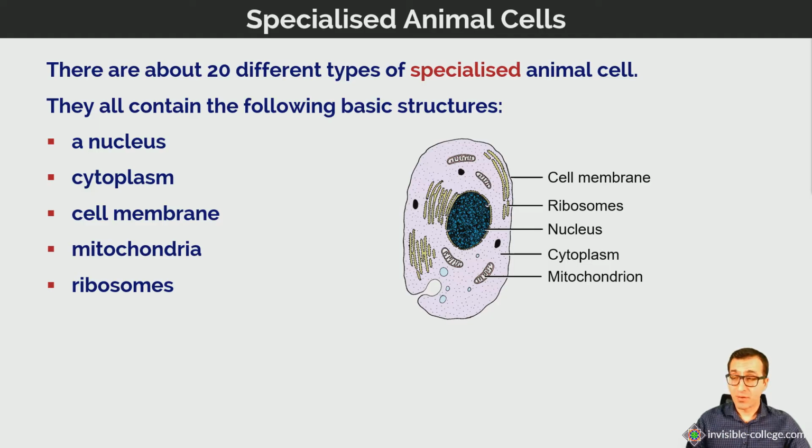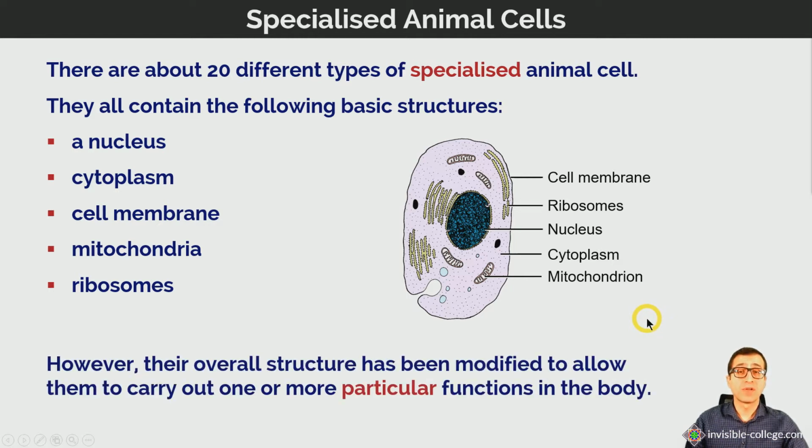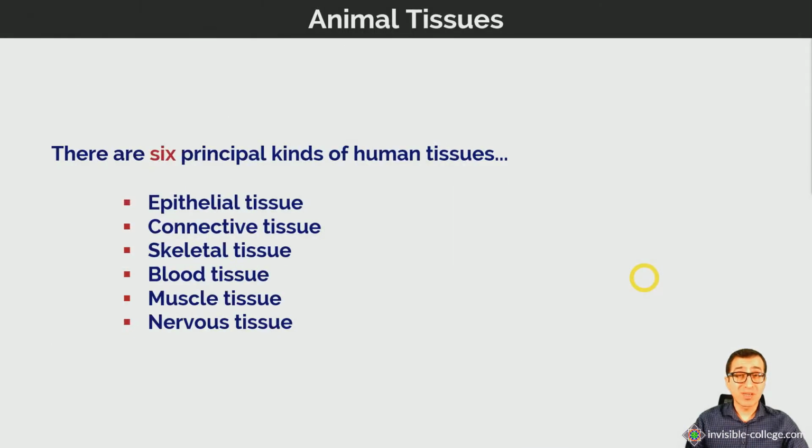Now, I say all, there are some exceptions. So for example, red blood cells will lack a nucleus, but in general, almost all specialized animal cells will contain these structures. But their overall structure is going to be different depending on the specific functions of that particular specialized type of cell. So, when we organize specialized cells of a particular type all together in one place, we've formed a tissue, and there are 6 principal kinds of animal tissues.